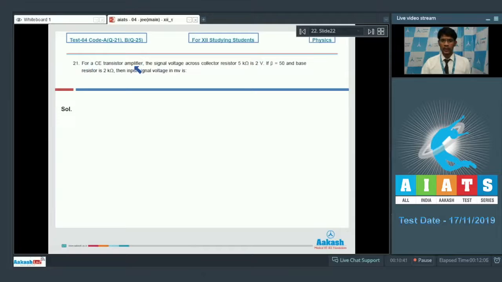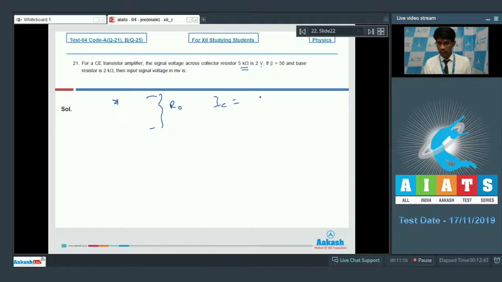For a CE transistor amplifier, the signal voltage across collector resistor 5 kilo ohm is 2 volt. If beta is equal to 50 and base resistor is 2 kilo ohm, then input signal voltage in millivolt is. Well, it's been clearly mentioned that across the load resistance our output voltage is 2 and the resistance being 5 kilo ohm.